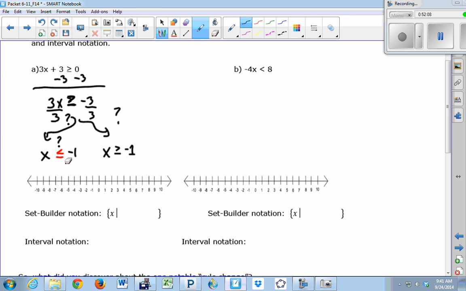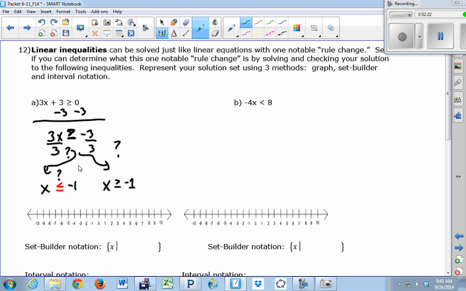Well, if this is the solution, if x is supposed to be less than or equal to negative 1, let's pick a number less than negative 1 and throw it back in and see what we get. So give me a nice number that's less than negative 1. Negative 2. All right. So I'm going to go back and try negative 2. 3 times negative 2 plus 3, is that greater than or equal to 0? Let's see. Negative 6 plus 3, is that greater than or equal to 0? Negative 3, is that greater than or equal to 0? No. So it's not any time you divide.